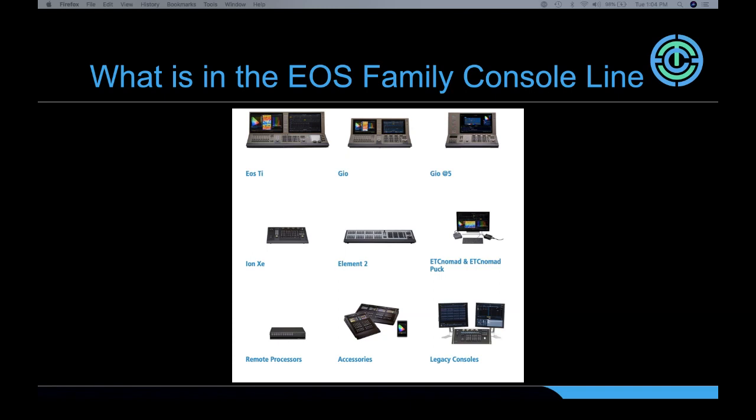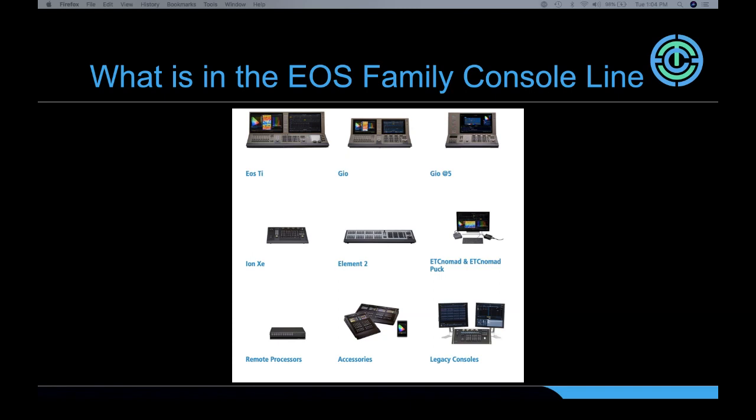Starting from the top down, we have the EOS Ti console, which is our big daddy EOS console. It has the largest touchscreens in the whole lineup. They're dedicated touchscreens as part of the physical architecture of the console. We work down in sizes, and maybe at the end here we'll have Michael talk about what the future of those consoles looks like. The next step down will be the Gio.